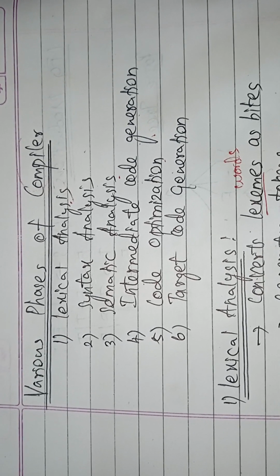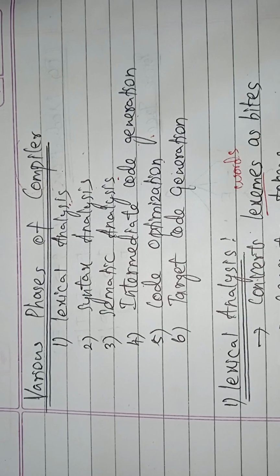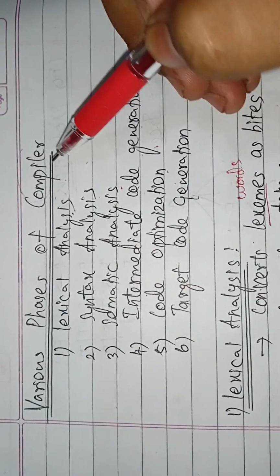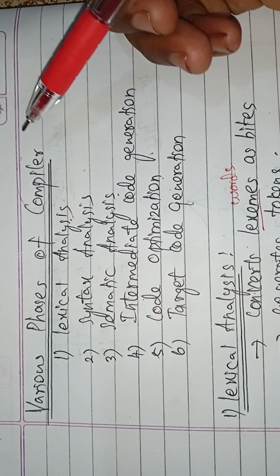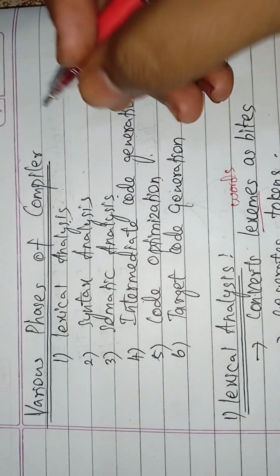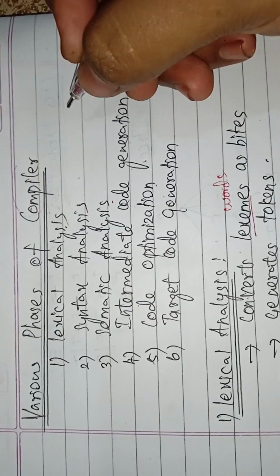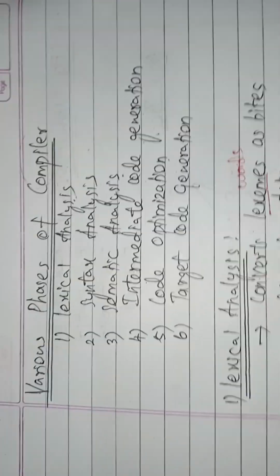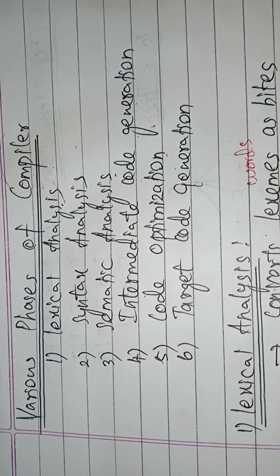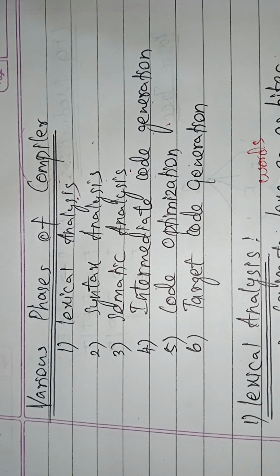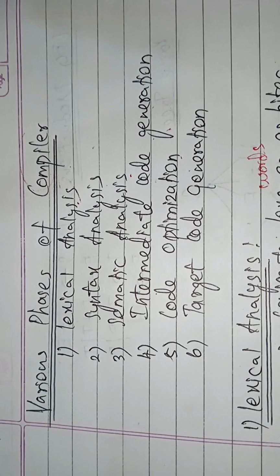So in this video, let us discuss the various phases of a compiler. So what is a compiler? A compiler is one which translates high level language into assembly level code. Assembly level code is nothing but machine level code which the computer can understand. For this, the compiler goes through various phases. So let us discuss each of its phases in detail.